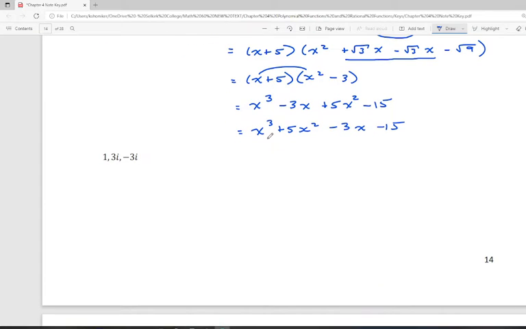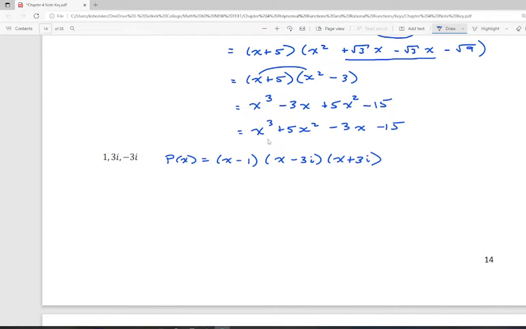Okay, so now I want you to try this one. So first, write it as a product of linear factors and then multiply it out. So pause the video, give this one a go. So hopefully you did pause, and we've got p of x equals. So I'm going to have x minus 1 times x minus 3i and x plus 3i.